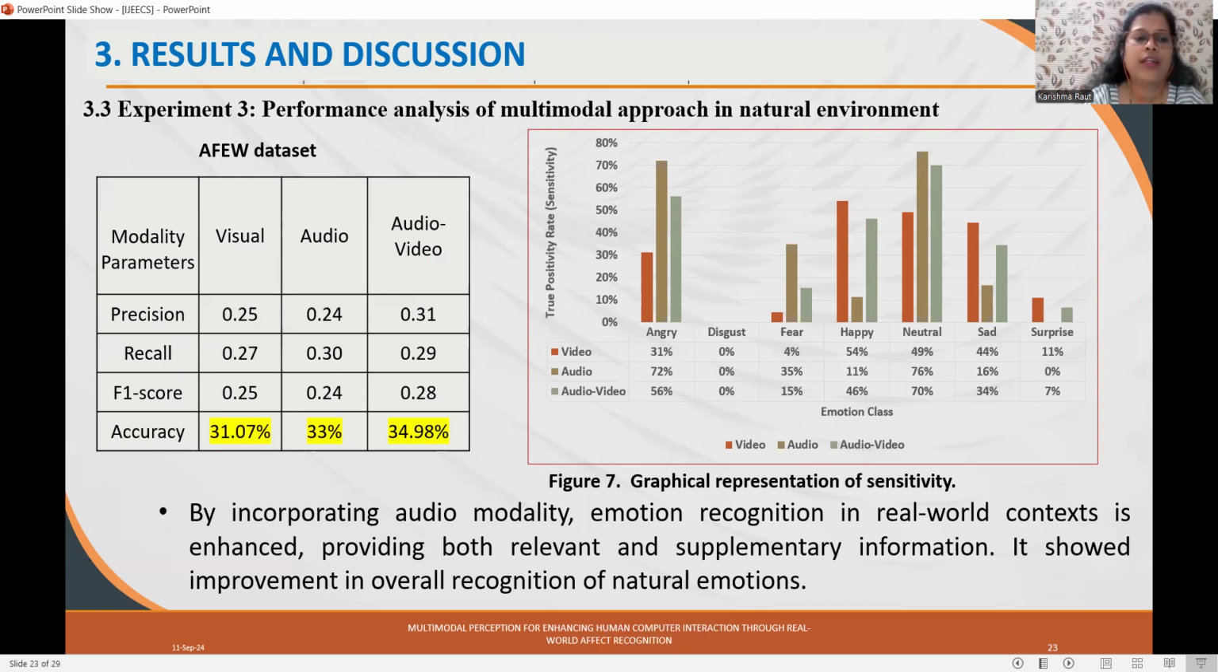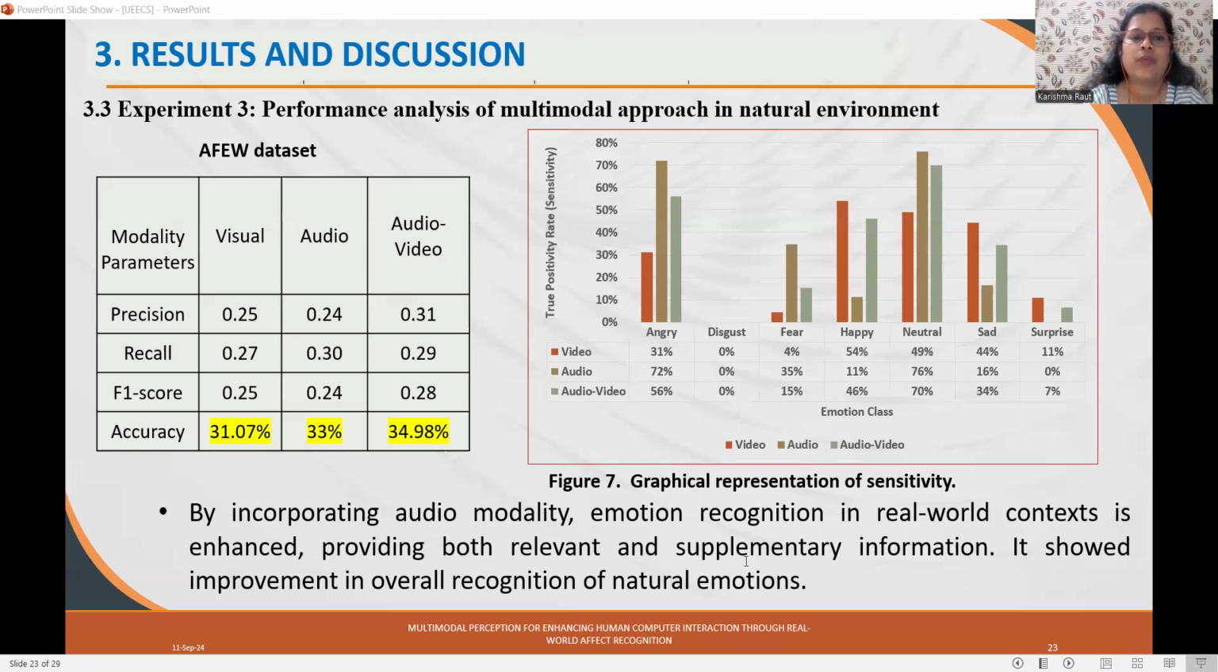The visual modality is providing 31.07% accuracy. Audio modality is providing 33% overall accuracy, whereas the multimodal approach containing audio-visual modality provides 34.98% accuracy. Each modality is good at recognizing a few emotions. However, combined, all emotions can be efficiently recognized. It is observed that audio modality has excellent performance in recognizing anger, whereas visual modality is good at recognizing happy. Fear is recognized in a better way when both modalities are present.